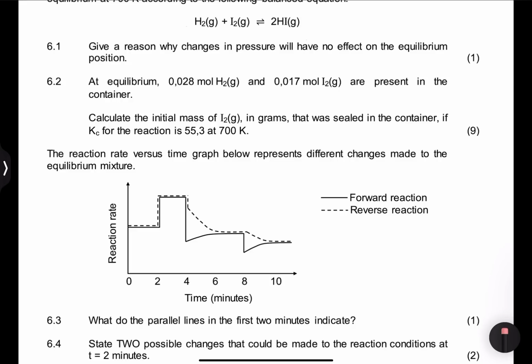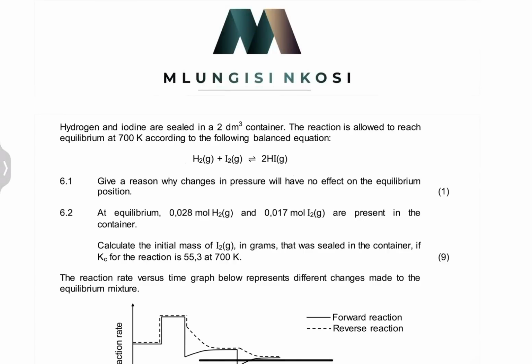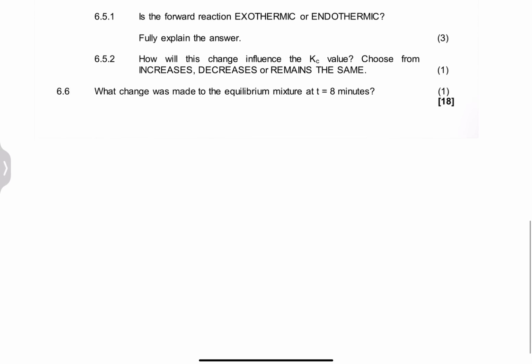All right, now at equilibrium they tell us that we've got 0.028 of hydrogen and 0.017 of iodine present in the container, and they want us to calculate the initial moles of iodine in grams that was sealed in the container if Kc for the reaction is 55.3 at 700 Kelvin. So now we will try to draw our table.